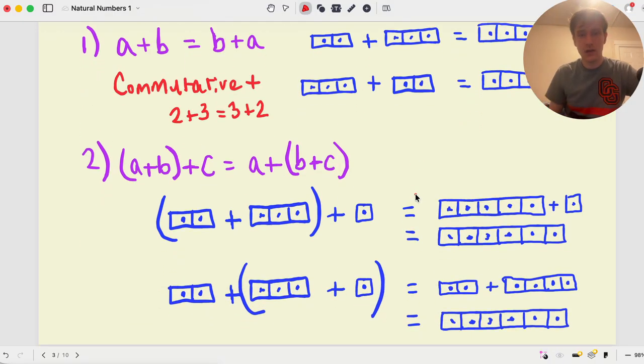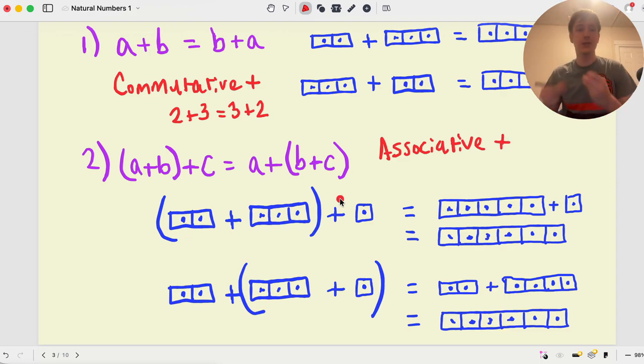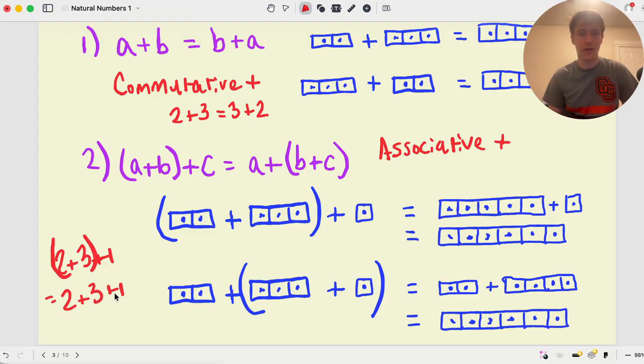The second law, sometimes called the associative law, and again, this is specifically the associative law for addition, states that if you have multiple additions, it doesn't matter the order in which you do them. Okay? So for example, out of 2 plus 3 plus 1, I could choose to group up the 2 and the 3 first, or I could choose to group the 3 and the 1.